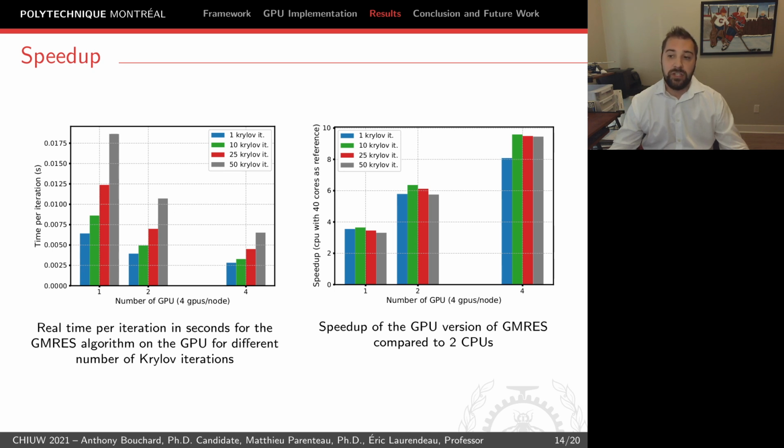The CPU version uses 2 CPUs, and the speedup for 1 GPU is around 3.5, which is exactly the ratio between 2 CPUs and 1 GPU. We see that when we increase the number of Krylov iterations, the speedup stays pretty constant, and when we increase the number of GPUs, the efficiency is lowered, which is due to the communication. On the graph on your left-hand side, we see that the time per iteration increases as we increase the number of Krylov iterations.